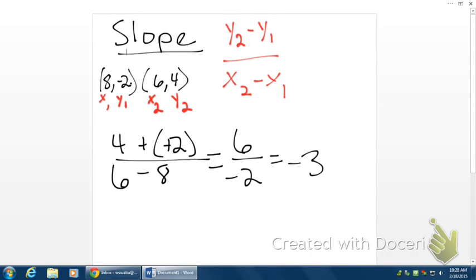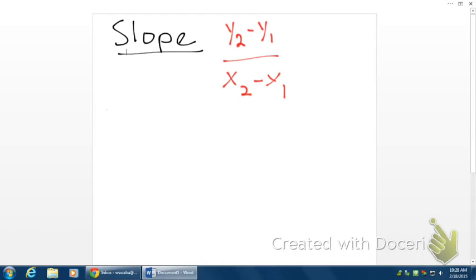And you're done. Now, I've been over that a couple times, so I feel like you guys know how to do that, just finding the slope. Now we're going to do something a little bit different. We're still going to be using slope, and we're still going to be using that formula, but now we're going to have a missing point.